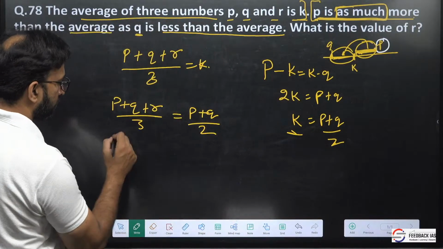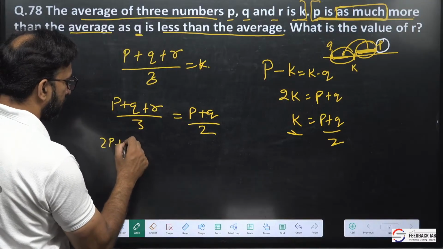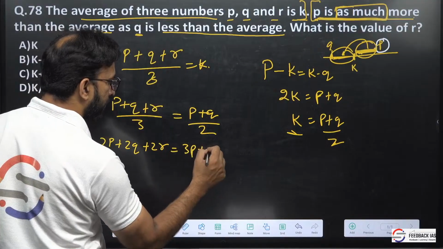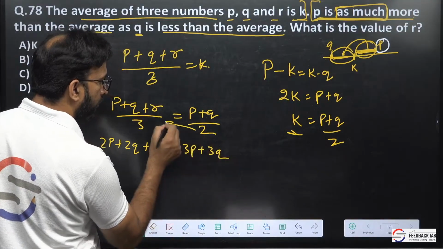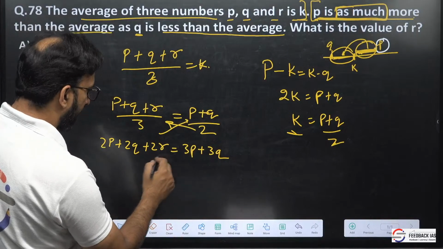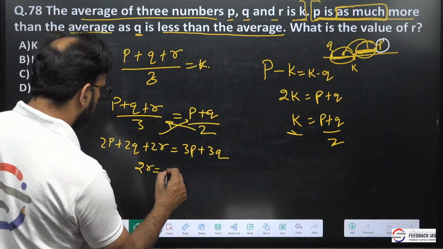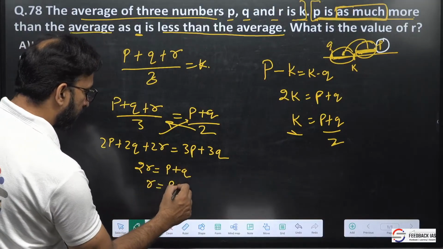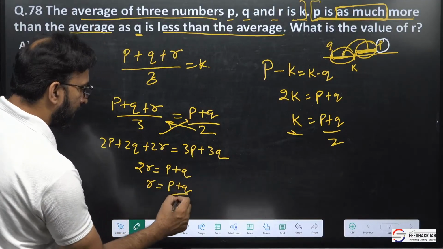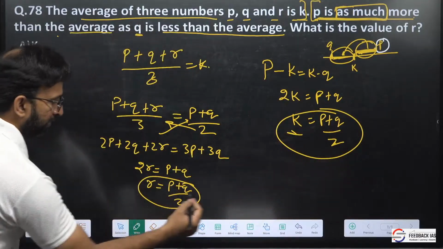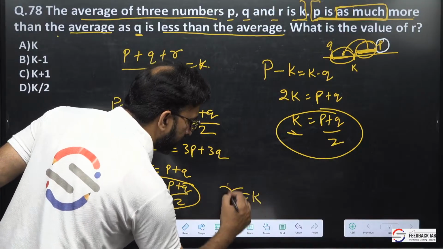So we will cross multiply: 2P plus 2Q plus 2R equals 3P plus 3Q. We will do the cross multiplication, right? So from here we get that 2R is equal to P plus Q, so R equals (P plus Q) divided by 2. This is the same as K. So from here we can infer that R is equal to K.